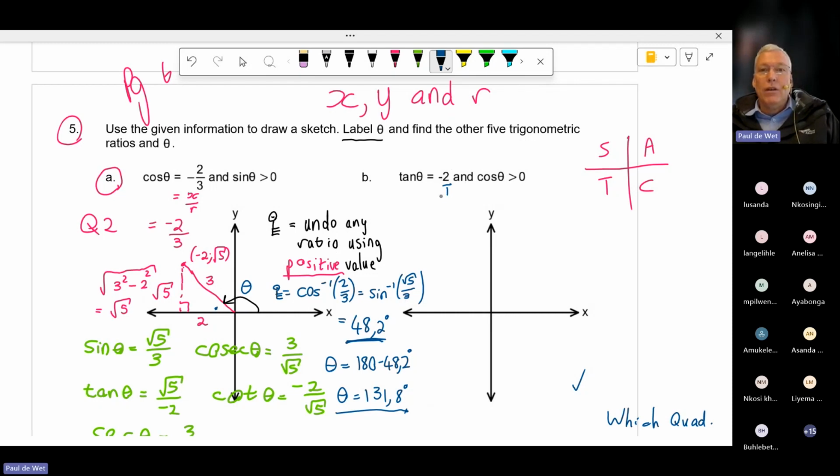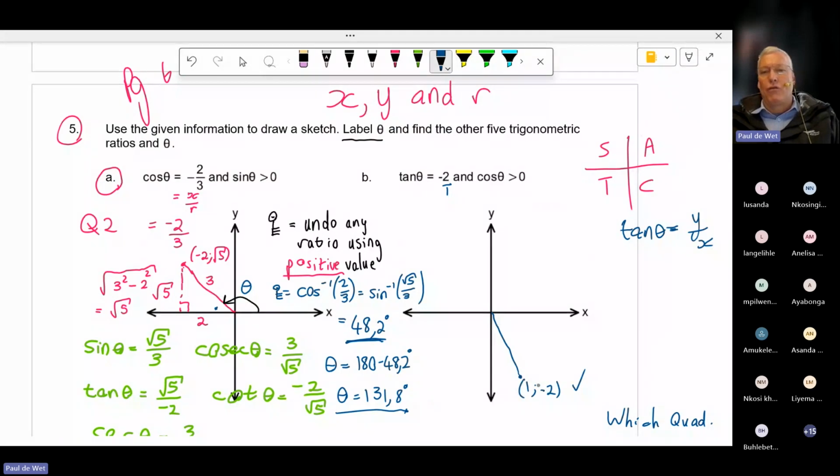X is minus? No. Remember, what is tan? If you need to know your ratios, what is tan? I want you to use x's, y's, and r's. Tan is y over x. So which one's negative in quadrant 4? The y value. So what's the y value and what's the x value? Well done. Y is minus 2 and x is 1.